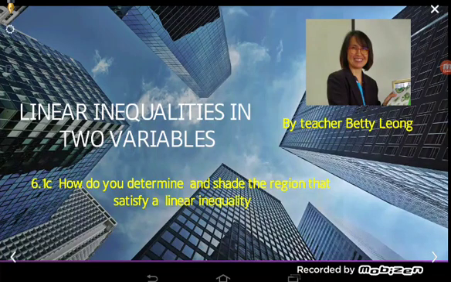Hello, today we will learn about 6.1c. How do you determine and shade the region that satisfies a linear inequality?